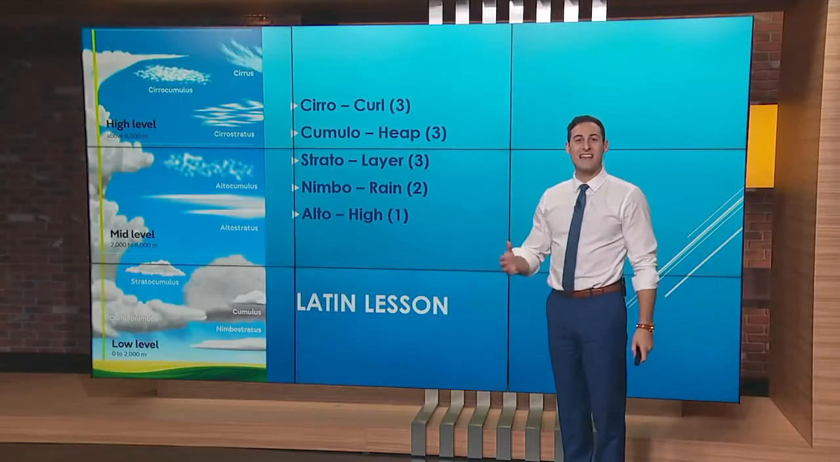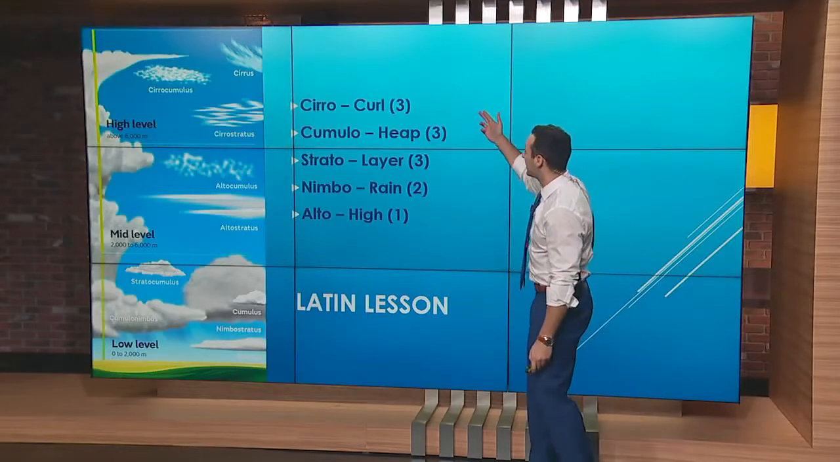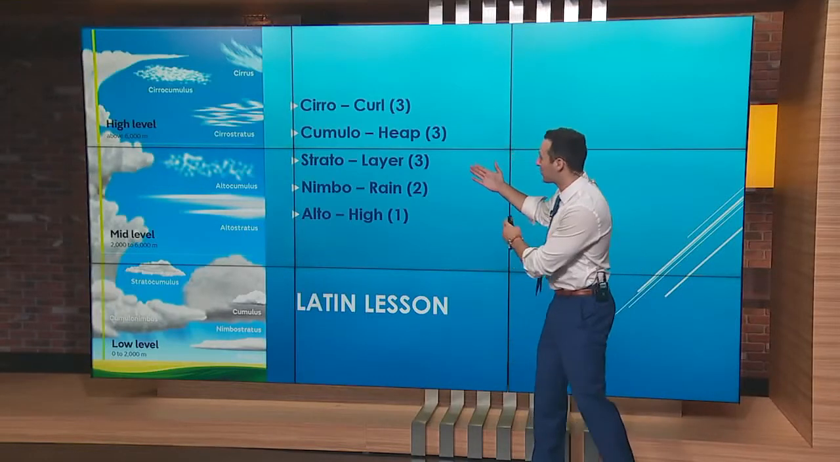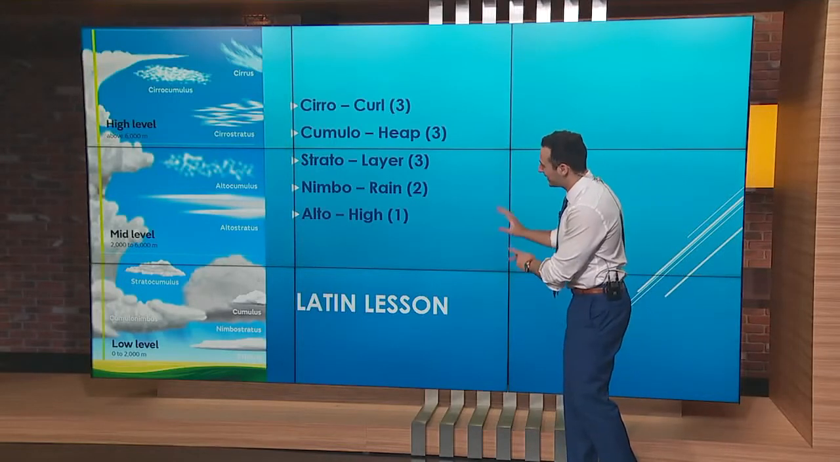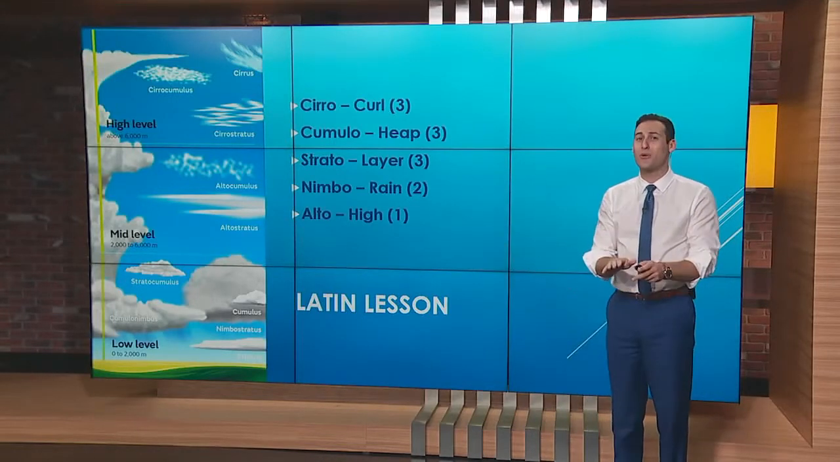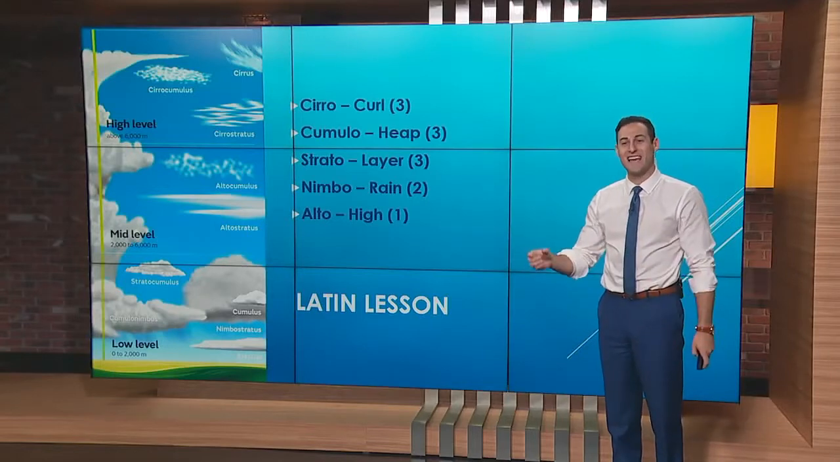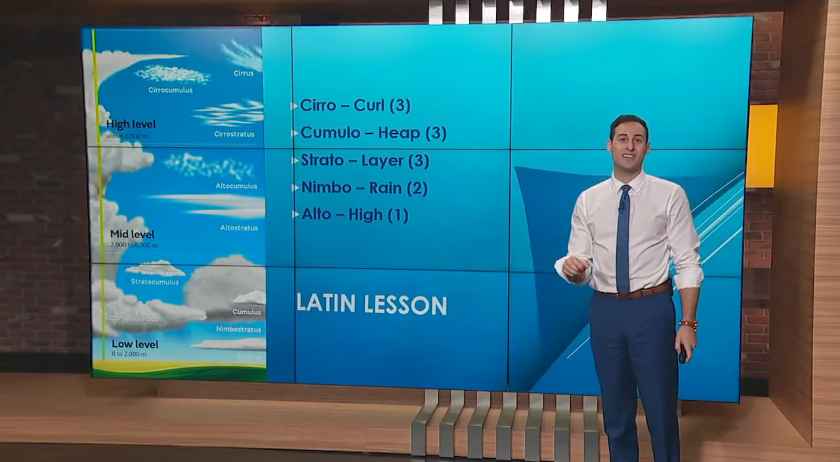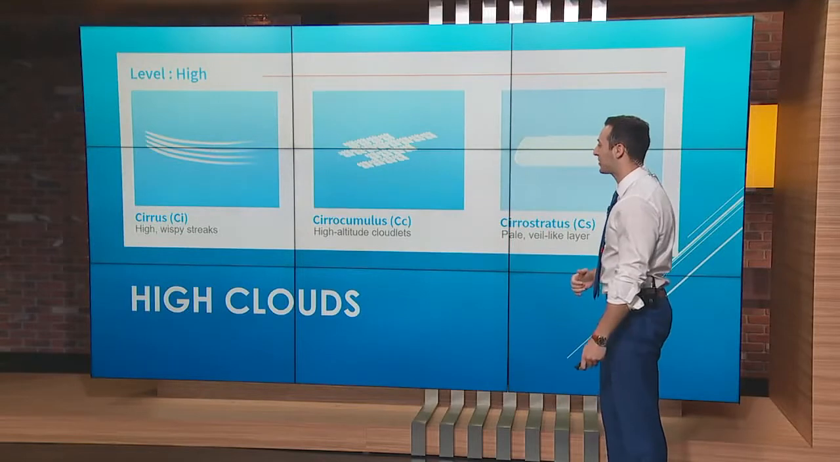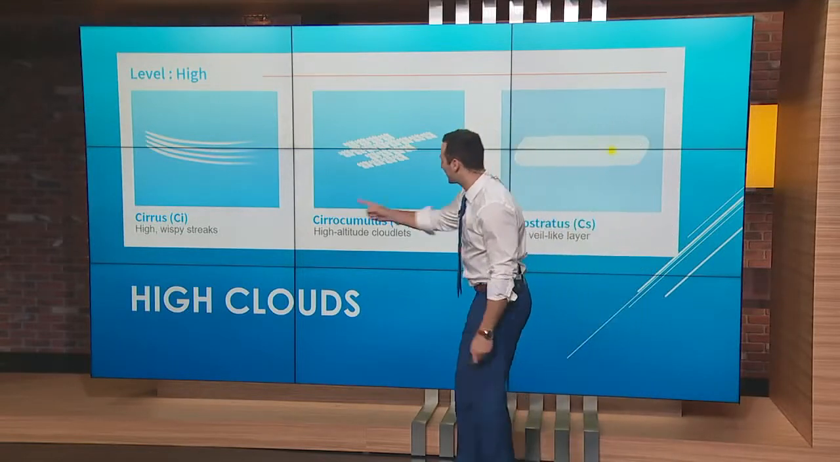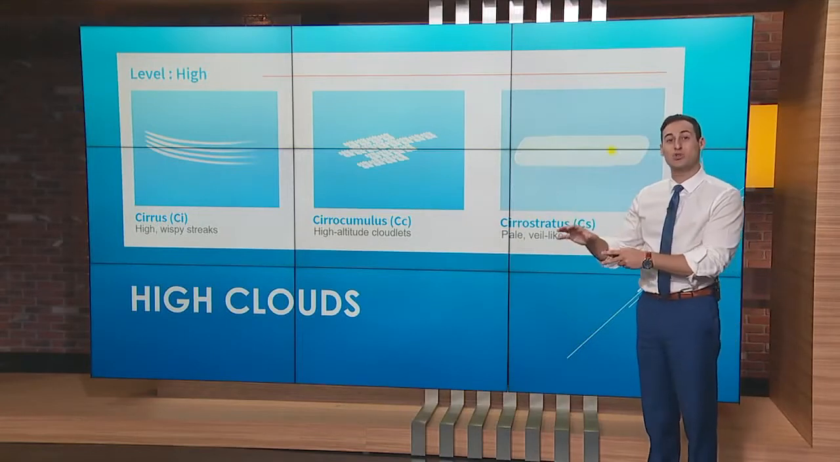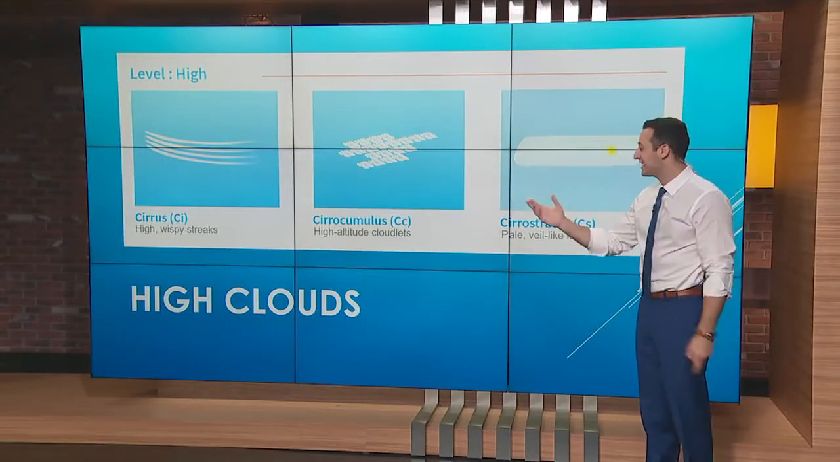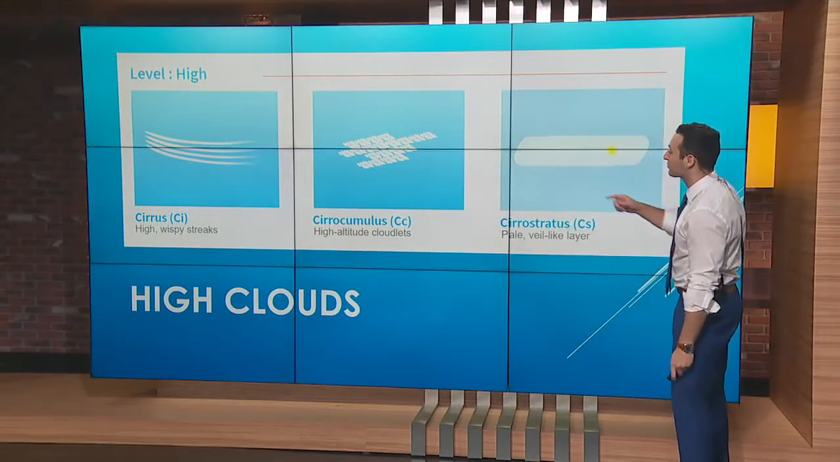So when it comes to Latin terms, we have cirro, meaning curl, cumulo, meaning heap, strato, layer, nimbo, rain, and alto, high. It could take some time to memorize those. Don't worry if you haven't had them memorized just yet. I'll keep them with each cloud type so you can stay up to date on what they are. So here are the high clouds: cirrus, cirrocumulus, and cirrostratus. Notice that each one starts with cir, C-I-R-R, whether it's cirrus or cirrocumulus.